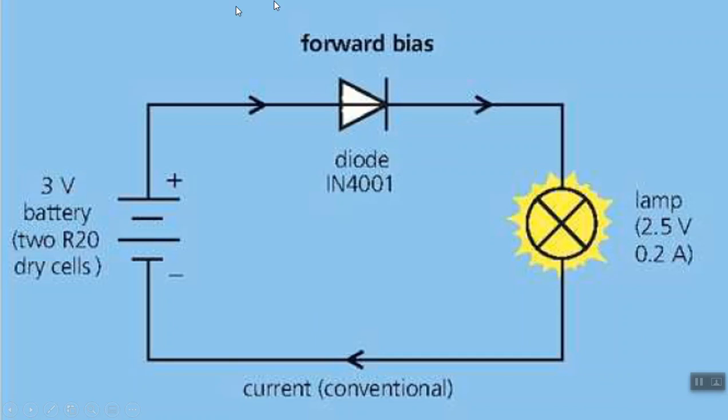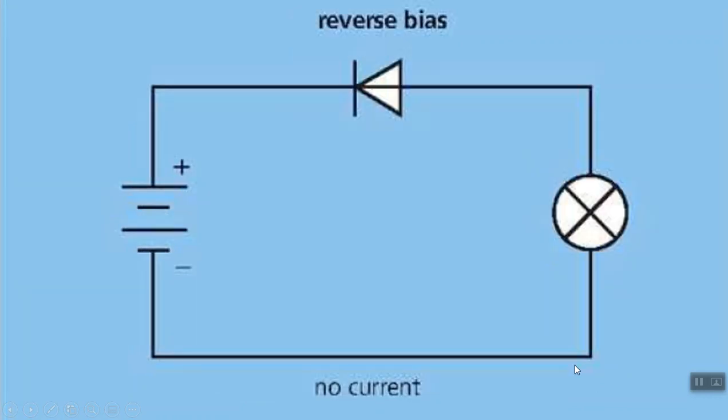So we call this forward biased, and this is where the diode allows the current to flow, and therefore the lamp switches on. But the moment we turn it around, either the cells or the diode, then it blocks the current, so no current can flow, and therefore the lights are off. Okay, so diodes have very useful applications.